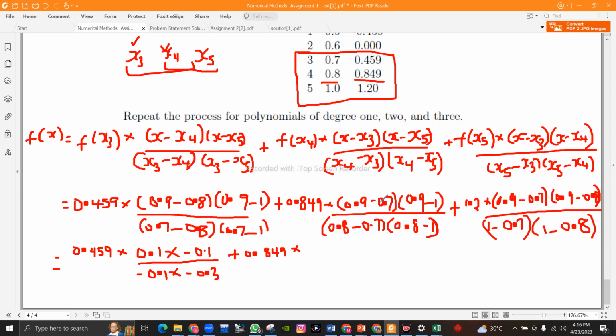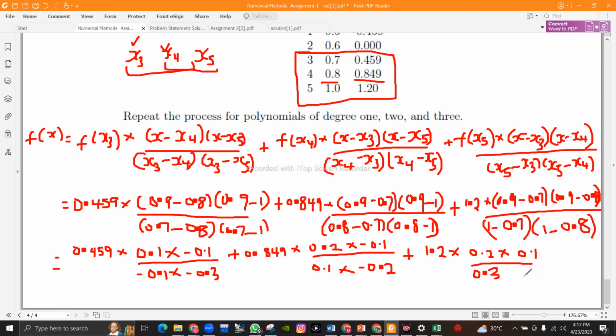0.9 minus 0.7, that's 0.2, times 0.9 minus 1, that's minus 0.1, divided by 0.8 minus 0.7, that's 0.1, 0.8 minus 1, that's minus 0.2, plus 1.2 times 0.9 minus 0.7, that's 0.2, times 0.9 minus 0.8, that's 0.1, 1 minus 0.7, that's 0.3, 1 minus 0.8, that's 0.2.